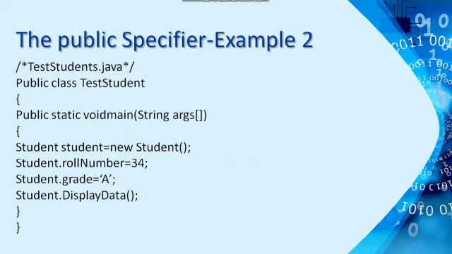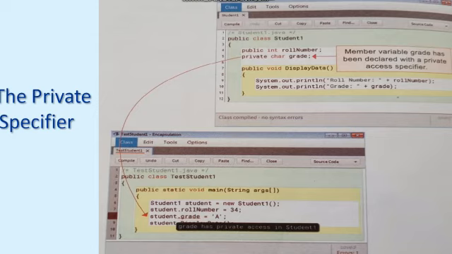Next one is about the private specifier. The private specifier indicates that class members, that is variables and methods declared with the private access specifier, can be accessed within the same class only. Now let us see the example in the slide given. Here you create a class student1 with the private member variable grade and try to use it in another class, test student1.